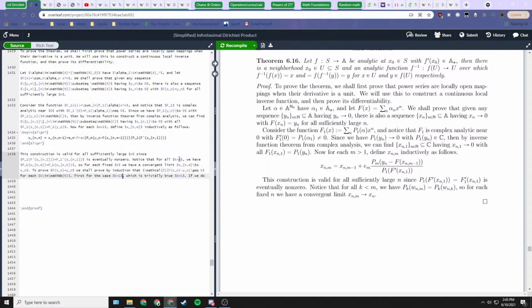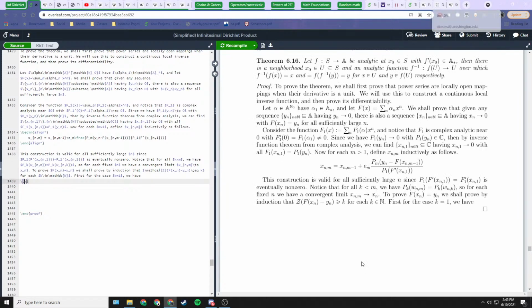Okay, so we're going to prove by induction that this z value is greater than or equal to any k for each k in naturals. So in the case for k equals 1, we're going to use our premise. So we have f, capital F, we'll do p1, f at x sub n.